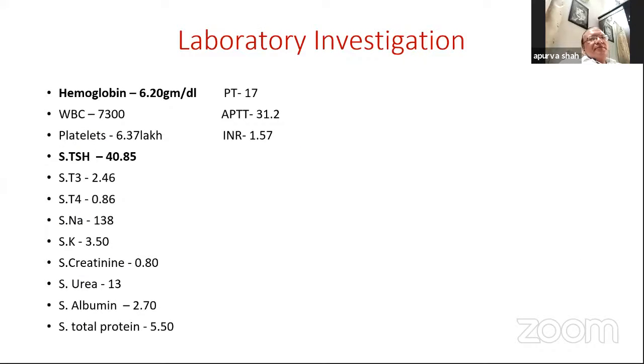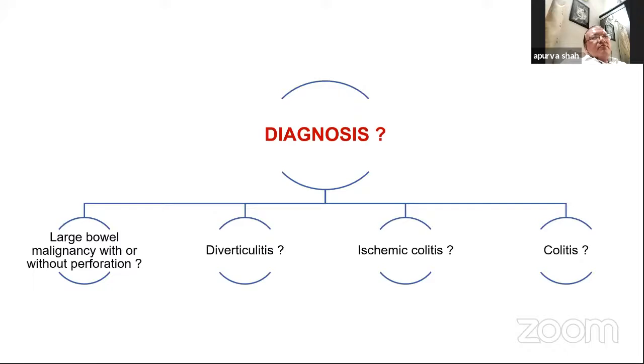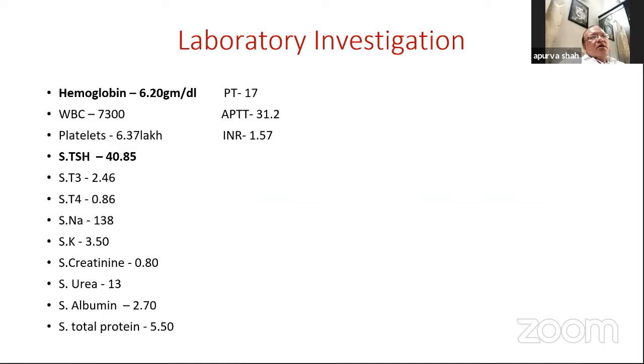Further routine investigations were done. This was the blood profile on the day of presentation. Patient hemoglobin was 6.20 and the specific finding was the patient's serum TSH was 40. The patient was a known case of hypothyroidism and was on tablet thyroxine for it, but still the TSH was 40.